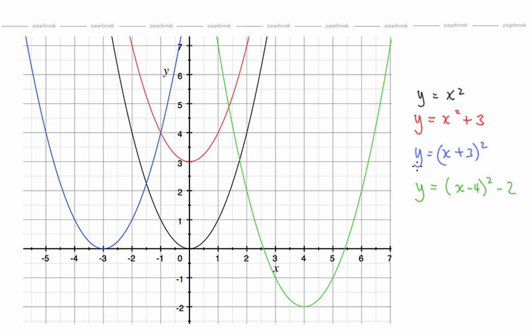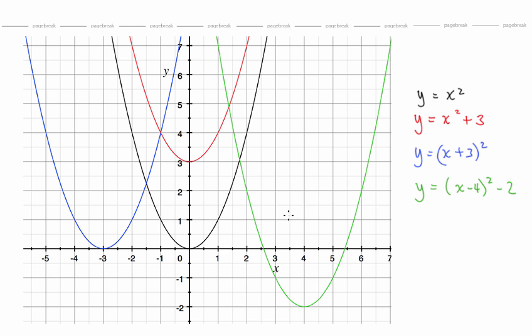The next curve we want to look at is y equals (x plus 3) quantity squared. This is saying take all your x values, add 3, and then square. So that's going to shift our graph left 3 units. So the black original graph is shifted here.